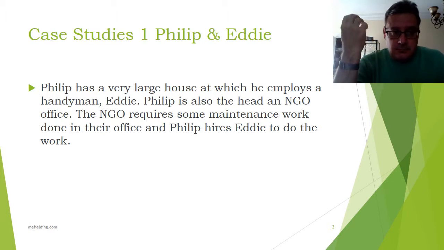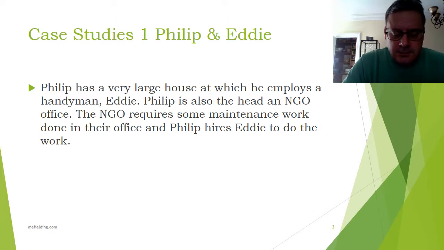So, what the hell, I'm going to keep talking anyway, that's my nature. Right, so it tells you that Philip has a very large house at which he employs a handyman. I hope everybody knows what a handyman is. And the handyman is called Eddie. Philip earns his living as the head of an NGO, and the NGO requires some maintenance work, so Philip goes ahead and hires Eddie to do the work.